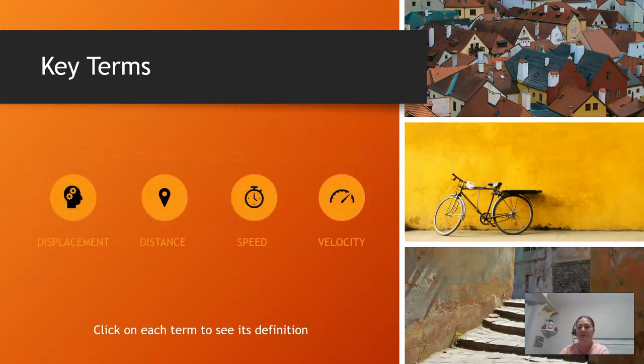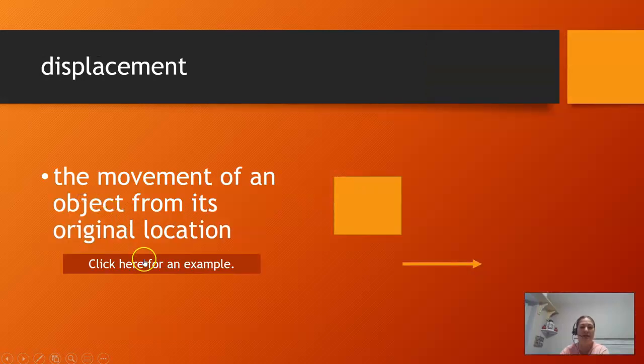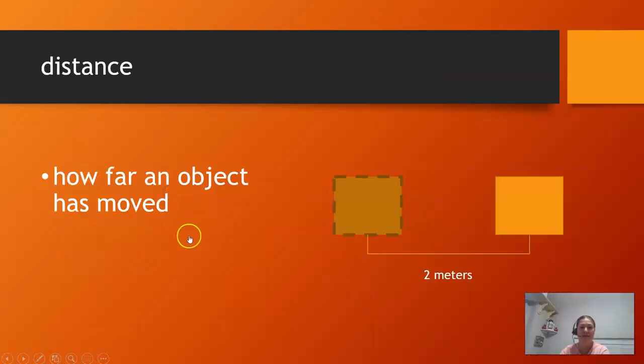Here are some key terms that should be familiar to you. We have displacement, distance, speed, and velocity. Just in case they're not coming back, I'll help you with the recall. Let's take a quick look at each one. Displacement is the movement of an object from its original location. Distance is how far that object has moved.